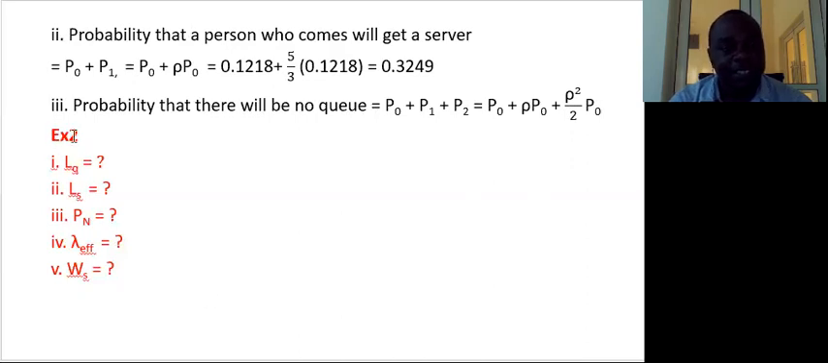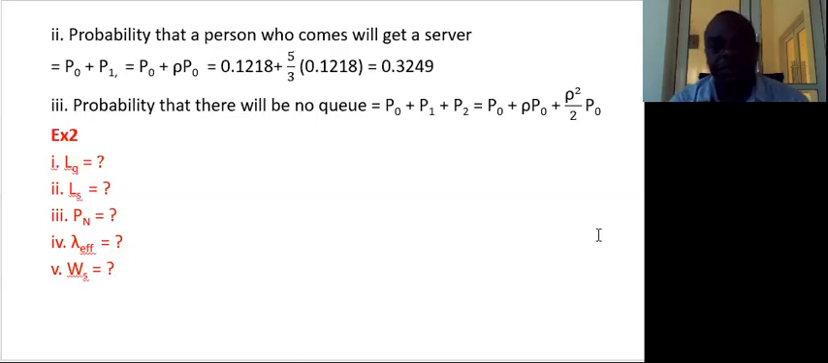Now I'm going to leave this as an exercise for you. You have to provide the answers for these 5 parameters. That is the length of the queue, the number of customers waiting in the queue, the number of customers in the system, probability of n customers in the system. Remember, n here is equal to 7. Then you calculate the lambda effective and the waiting time in the system, the amount of time that a customer will spend waiting on the system.